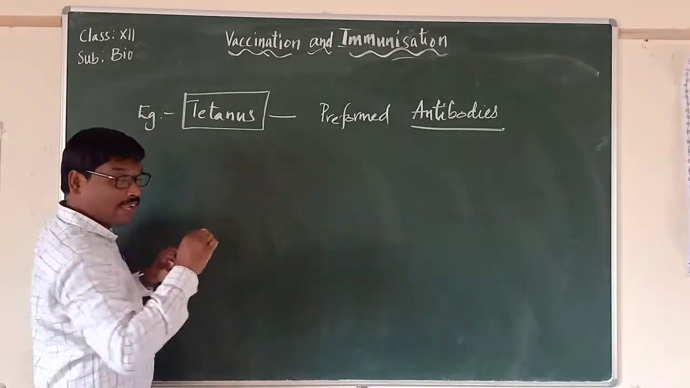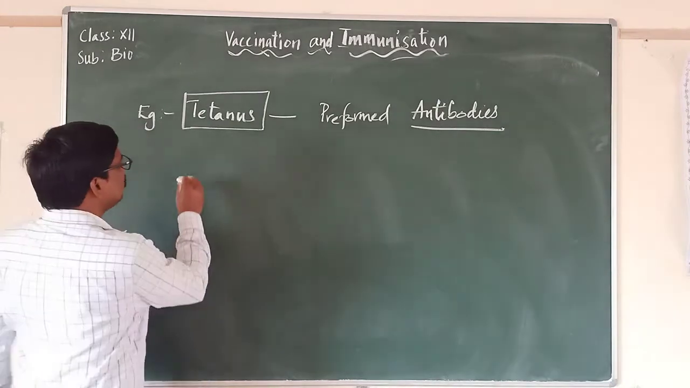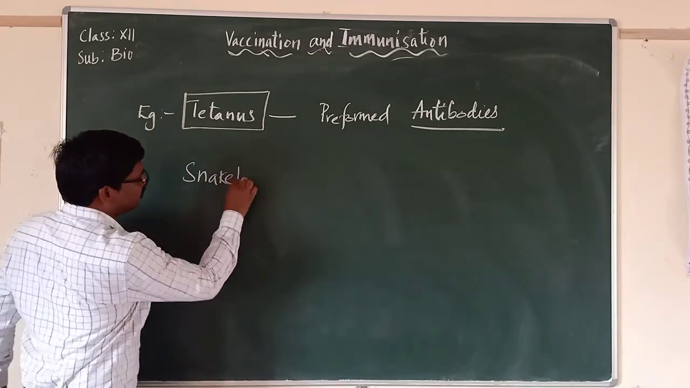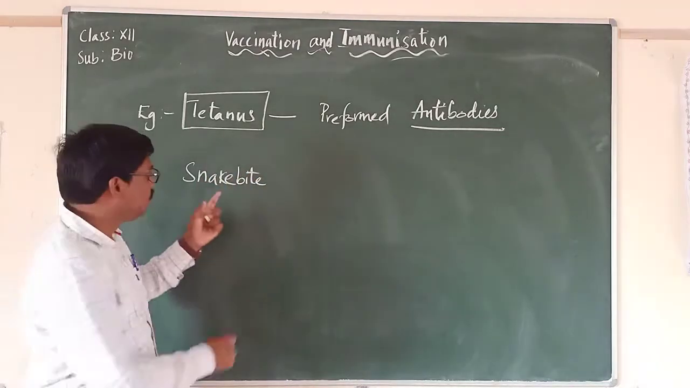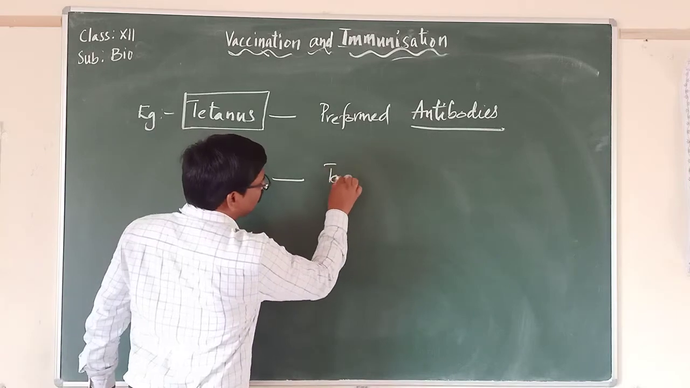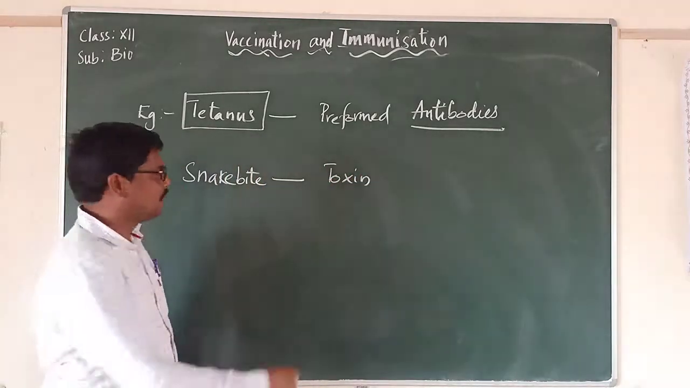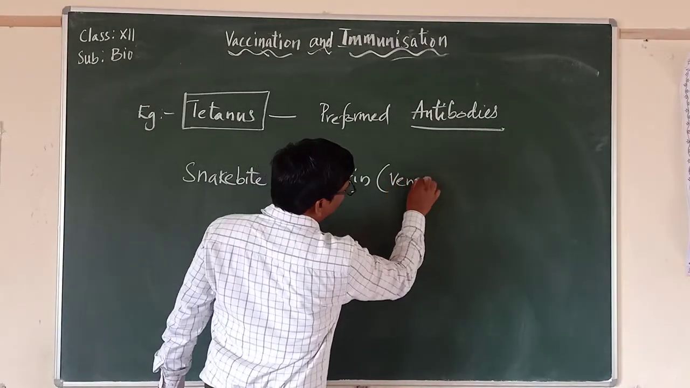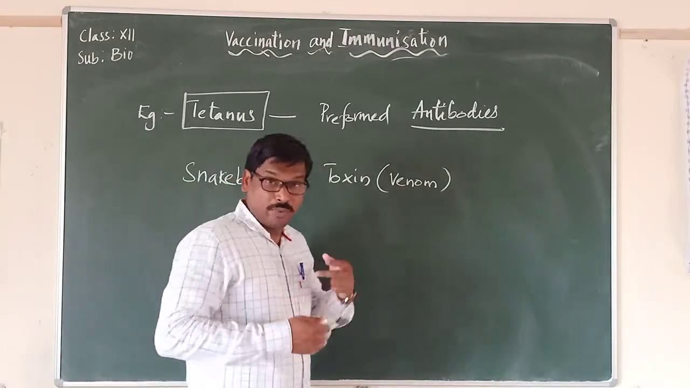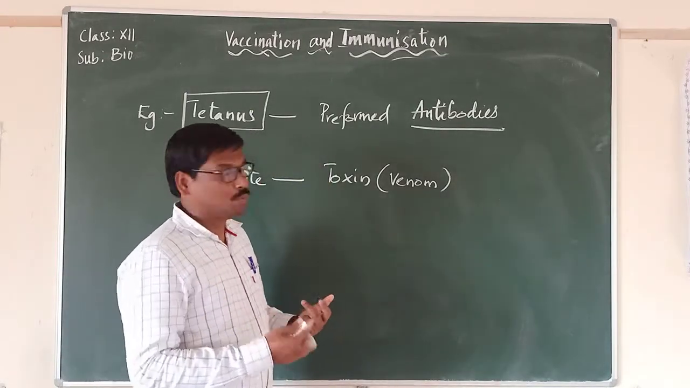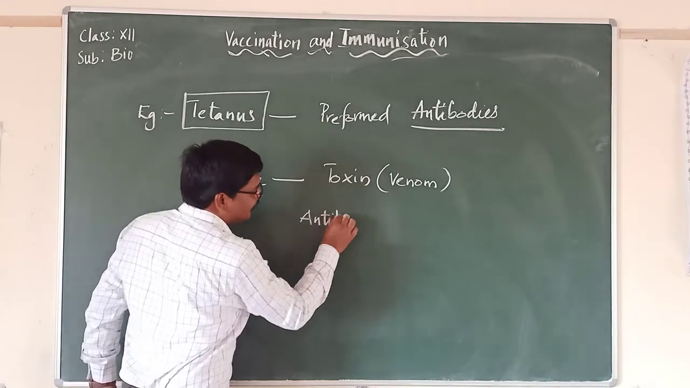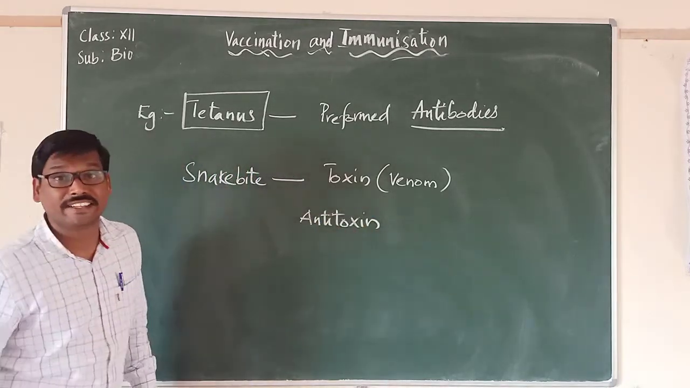In the same way there is also another point we have to keep in mind, that is during a snake bite, the venom, the poison of the snake, consists of toxin. So toxin means it is nothing but poison, or otherwise we are calling it venom. So immediately we have to introduce the antibodies which will destroy this toxin. So here we will be calling those antibodies antitoxin.